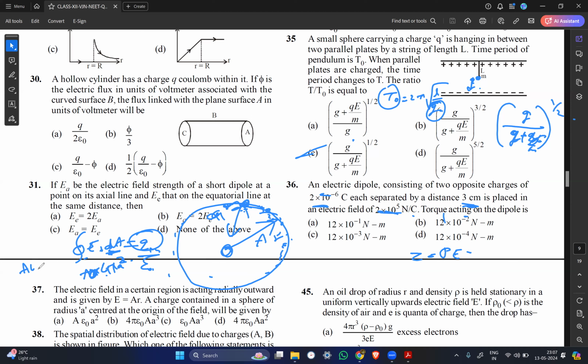So we get capital A into 4 pi A cube divided by epsilon naught is equal to Q. Right. So we get Q equals 4 pi epsilon naught A into A cube. Okay. This is done, then 38th.